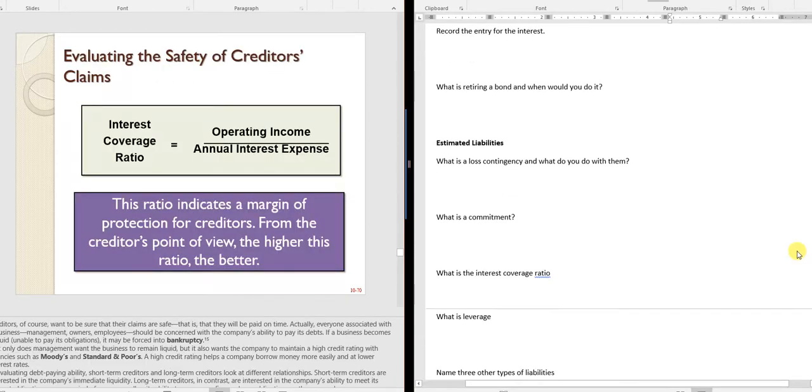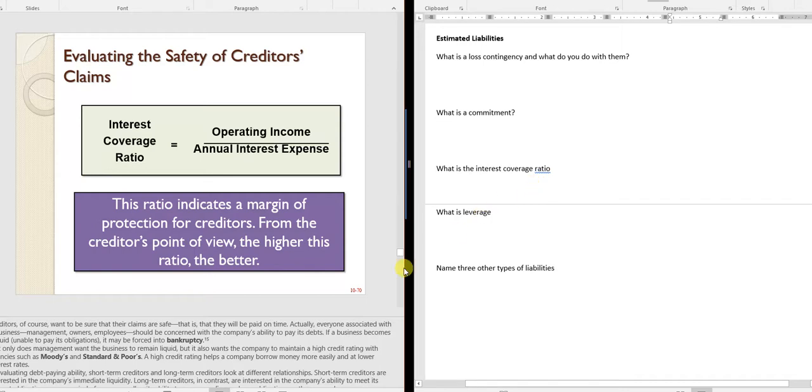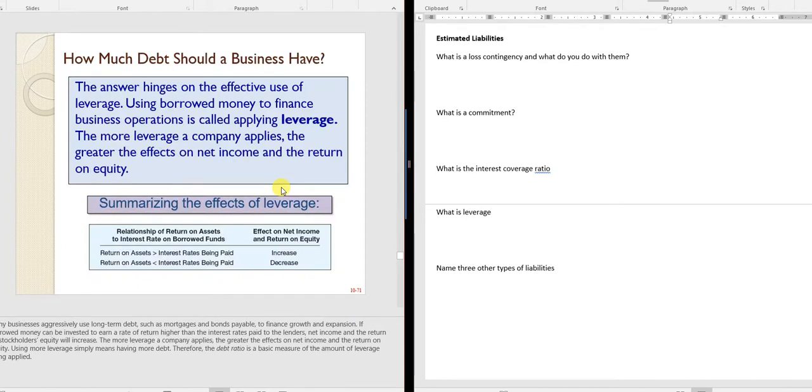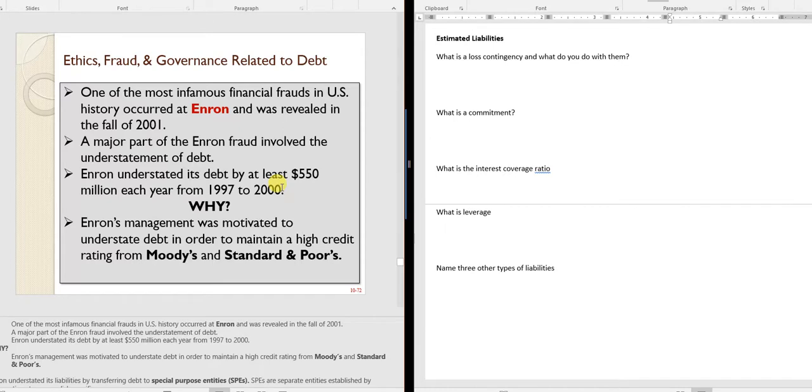Okay, and then the last few things in this chapter are the ratios. Notice it's operating income divided by interest expense, which basically tells you how many times over you can pay your interest expense a year. Leverage is how much debt you have compared to equity. So basically, if you have a lot of debt, you're said to be highly leveraged. And you can read that through.